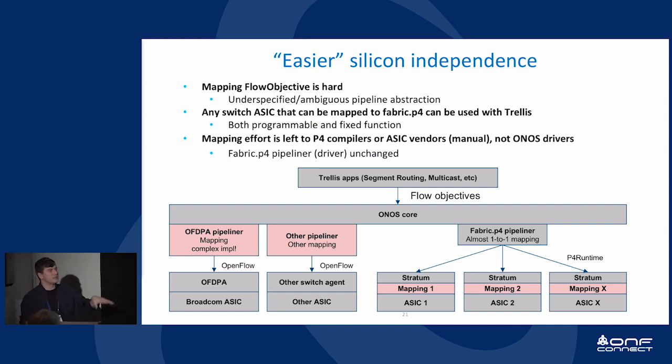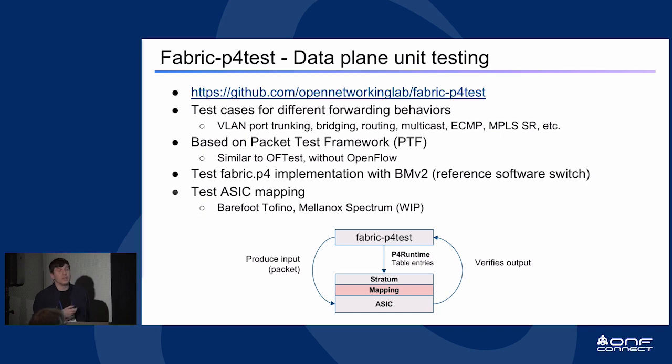With Fabric.P4, things are different because we define our logical pipeline abstraction, and we leave the duty of creating this mapping to P4 compilers or ASIC vendors. I say ASIC vendors in case there's no such P4 compiler, but you can still come up with a manual mapping of these logical tables to the physical ones. That's easier not just for the ONOS developers, because we have to do less work, but also for whoever is creating this mapping. The reason is that because P4 is a formal language, you can use nice tools like, for example, data plane unit testing.